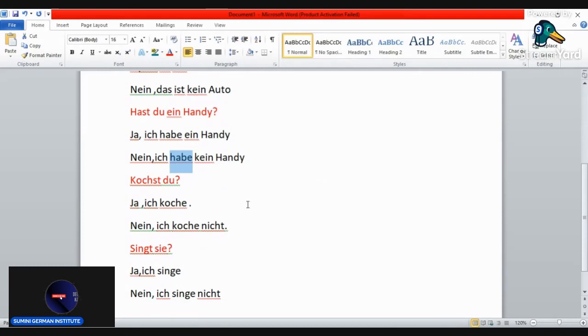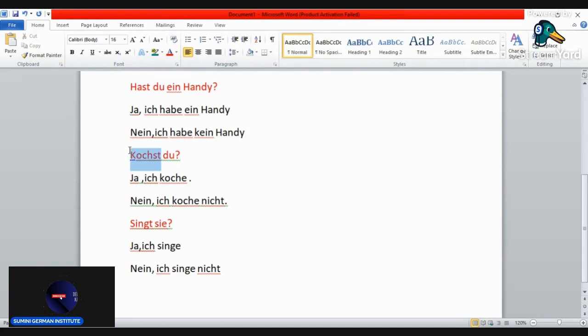Let's go to the next example. Kochst du? Do you cook? So you start with the verb, the subject, and then in this case, there's no other element. Your sentence can end there because this sentence means, do you cook? So it's a yes or no question. So you say, ja, ich koche. Yes, I cook. Ja, then we have ich, the subject, then we have koche, the verb. Or you say nein, ich koche nicht.